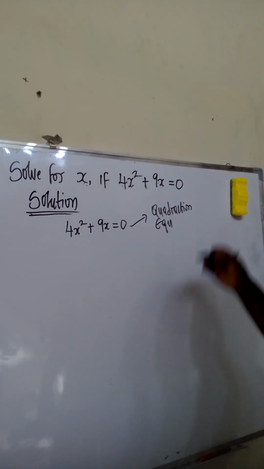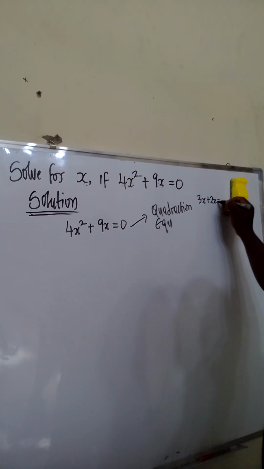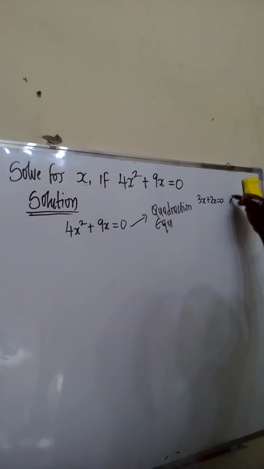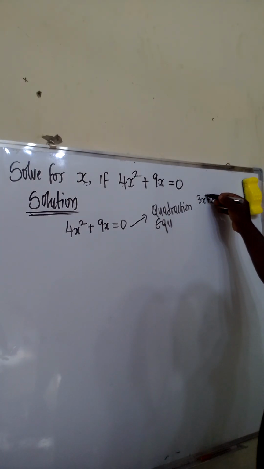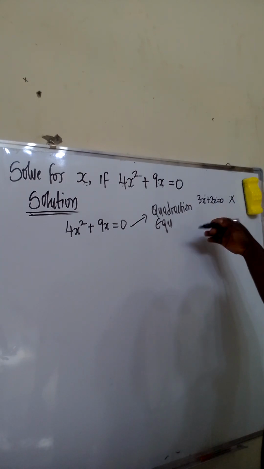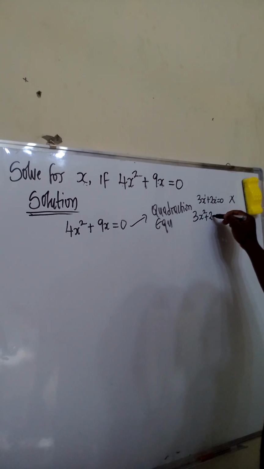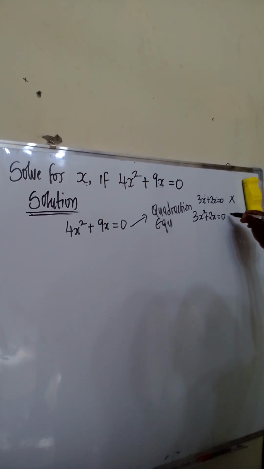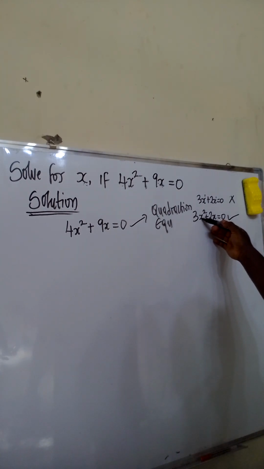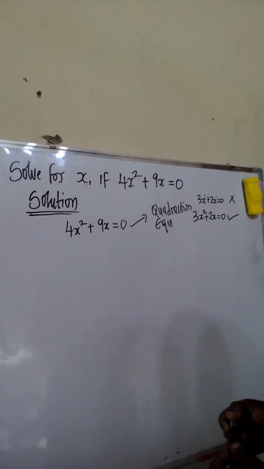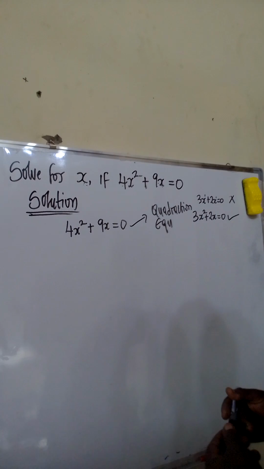For example, if we have 3x plus 2x equal to 0, this is not a quadratic equation because the highest power of our variable is what? 1. But if we have something like 3x squared plus 2x equal to 0, this is a quadratic equation because the highest power of our variable is 2. Now, it implies we are going to have two values for x.